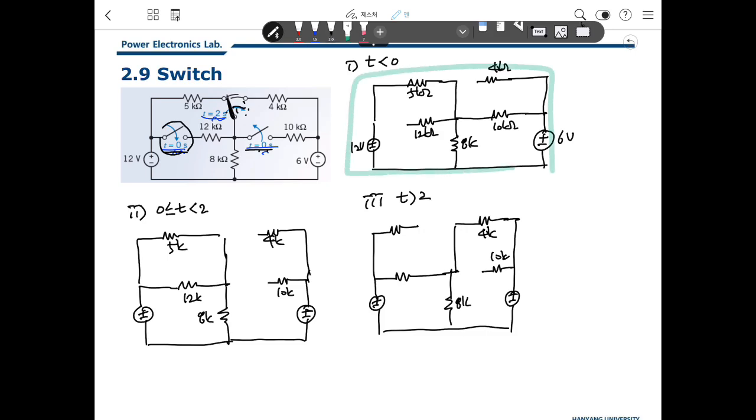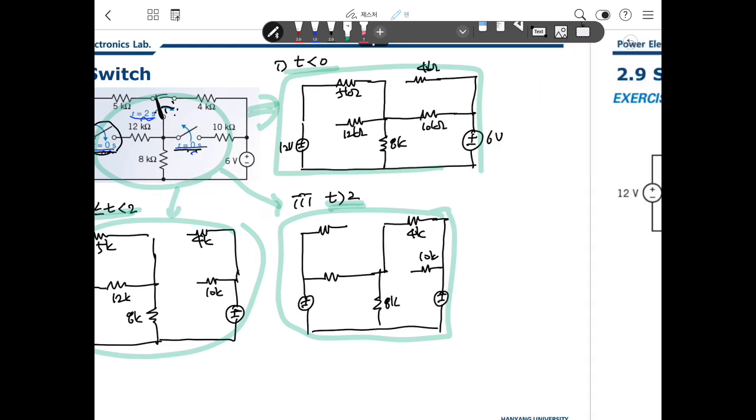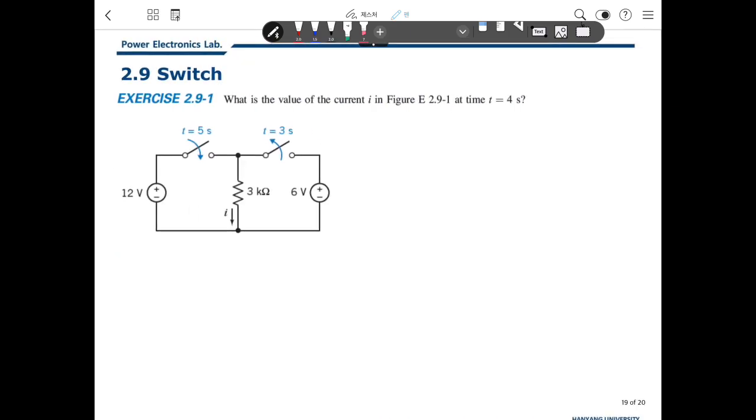So based on the time, because of these switches, we need to think about a different circuit based on the switch status over time. When time is around 0, in this period, the circuit can be represented this way, and in this other period, the circuit can be represented in this way, based on the switch status. We can make some examples about that. So what is the value of current? Time t is 4. We need to draw this circuit based on this time t.